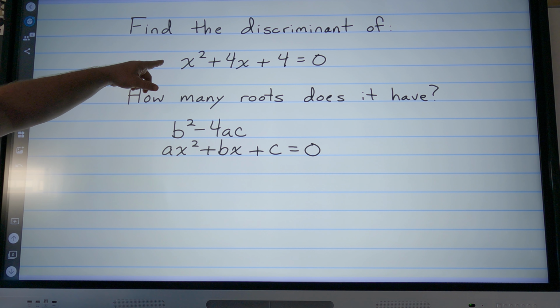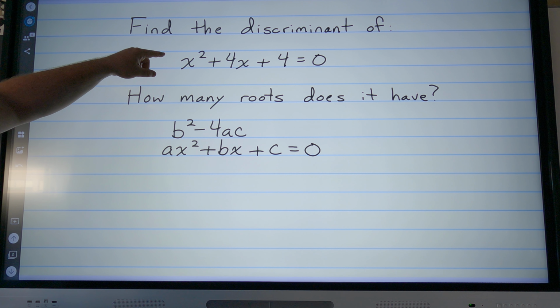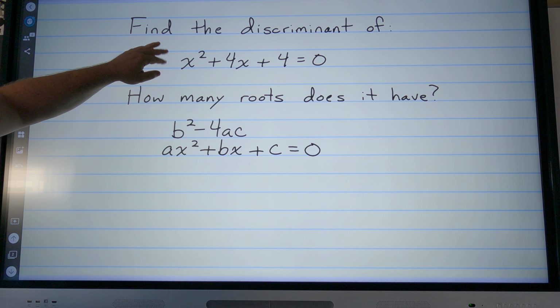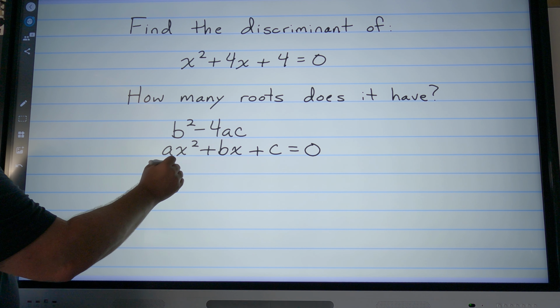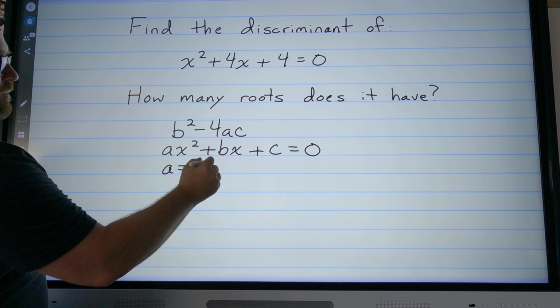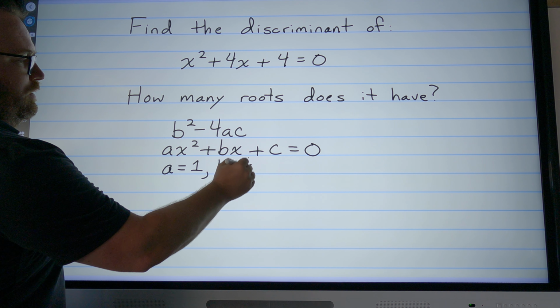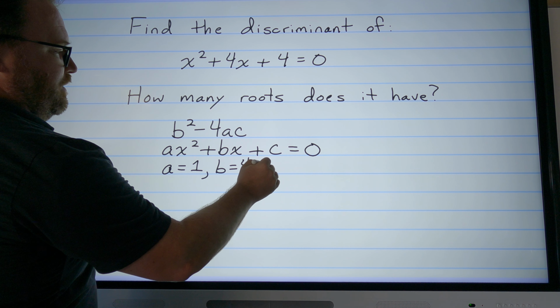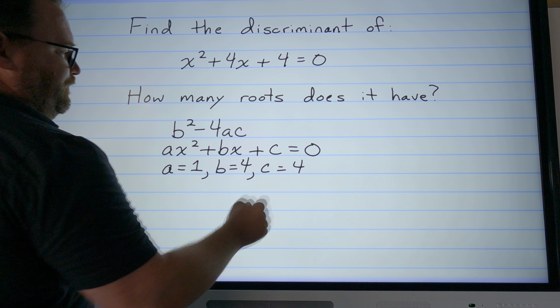You'll notice in front of x squared here, we don't have any number written. If we don't have any number written, that number is 1. So a is 1. b is the number in front of x, so b is 4. And c is the number by itself, so c is also 4.